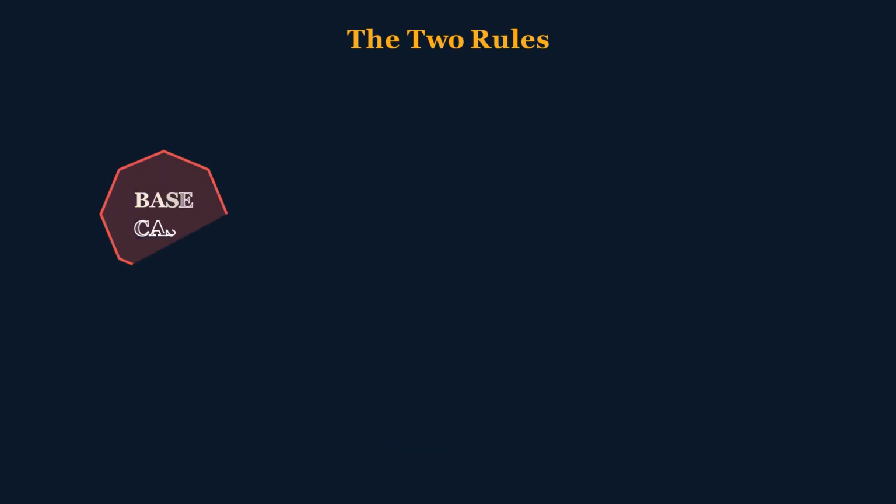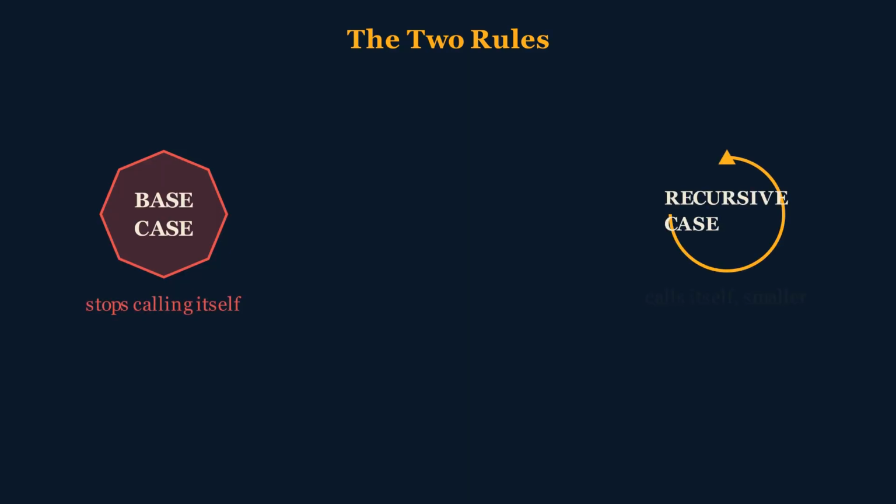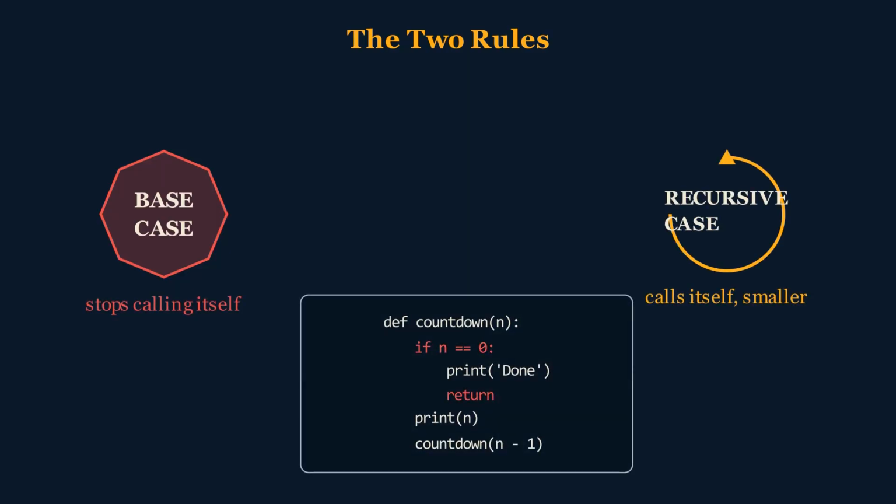Every recursive function needs exactly two things. 1. A base case, the moment it stops calling itself. 2. A recursive case where it calls itself with a smaller input. Miss the base case, and it never stops. Here's the simplest example, a countdown.